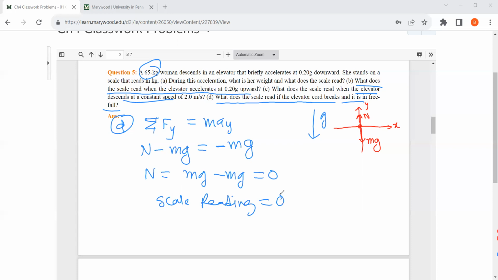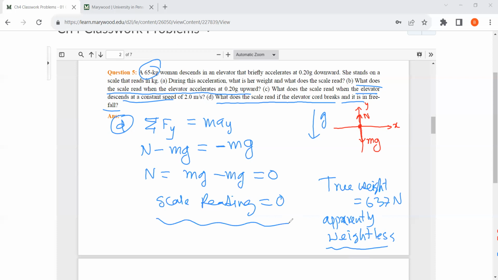Okay, so what does it mean? It means although the lady has her true weight equal to 637 Newton, when the elevator cord breaks and the elevator is in free fall, the lady feels apparently weightless. Okay, apparently weightless because the scale reading is equal to 0. Okay, all right.